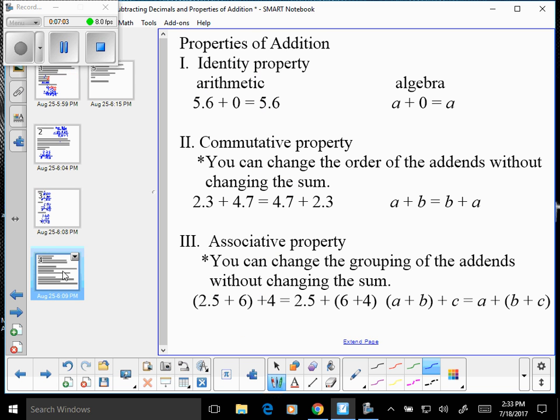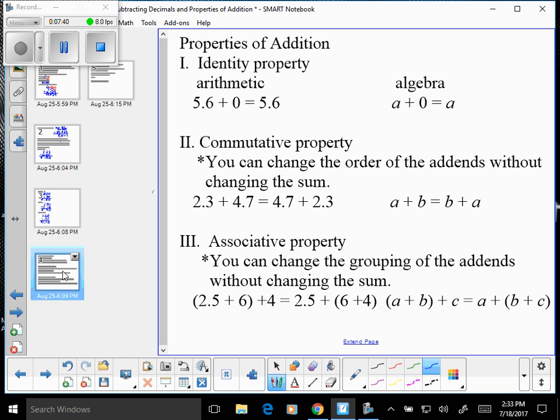Let's move on to properties of addition. Properties of addition, we have 3 of them. The first one is identity, which just simply says if I add 0 to a number, I'm just going to get the number. 5.6 plus 0 is 5.6. Now, because you are starting to move towards secondary math, we also talk about the algebra principle, that if I have an A, which can stand for any number, and I add 0 to it, I'm just going to get that number.